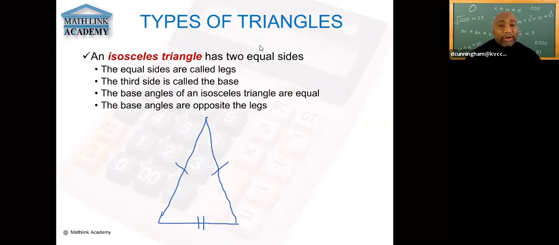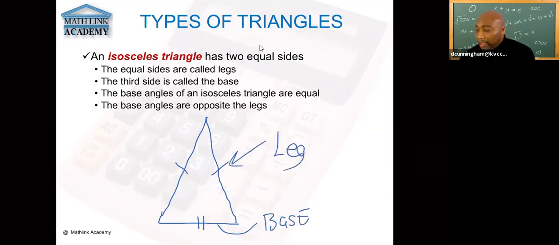Now, don't always think they're going to be standing up like that. They may be angled differently, but you have to recognize that it has two equal sides, and then the third one is the base. So this is our base, and these are our legs right here, leg and leg.